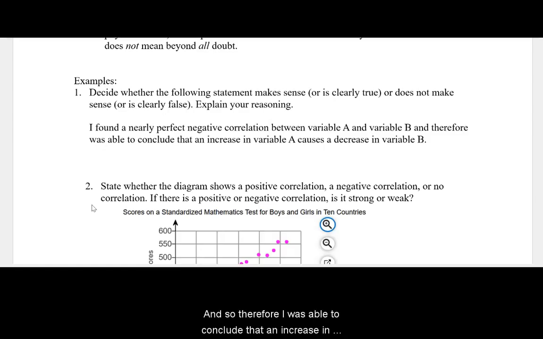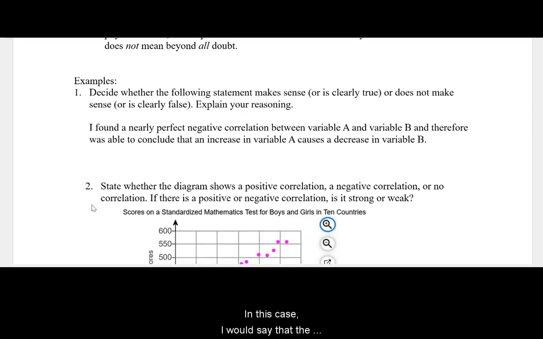And so therefore, I was able to conclude that an increase in variable A causes a decrease in variable B. Now, if you want to pause the video and think about your answer for a second, go ahead and pause, because I'm going to go right into the answer. But feel free to pause and think about this for a second. But now I'm going to discuss that.